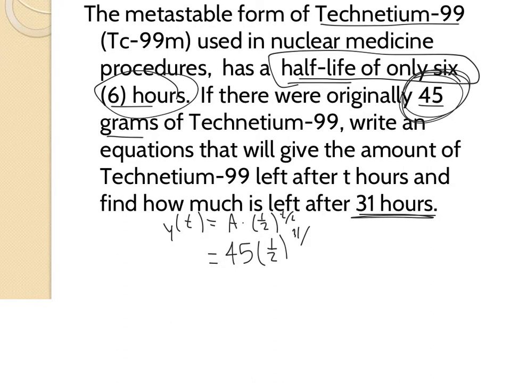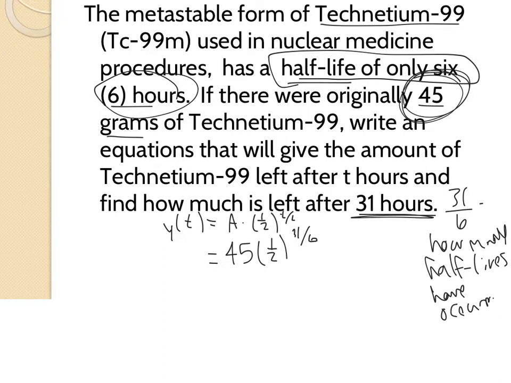Essentially, by doing 31 divided by 6, we're figuring out how many half-lives have gone by. So if we type everything in, 45 times 1/2 to the... let me do this correctly. Again, if you're having trouble typing this into the calculator and getting what I get, just call me over and we'll figure it out.